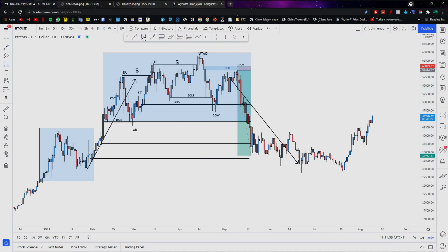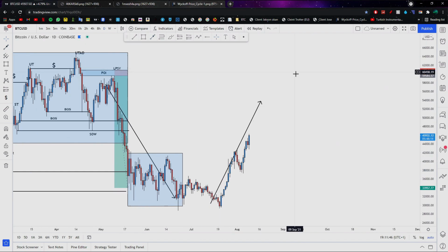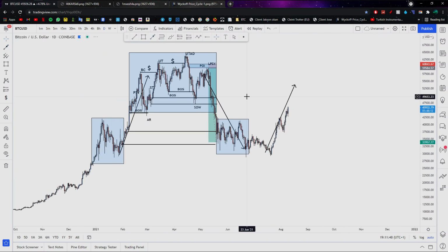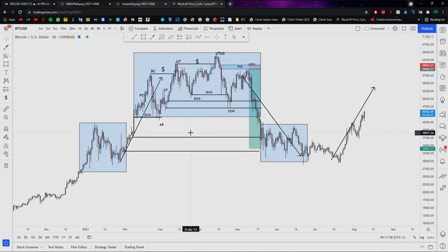And then if I just get out of replay mode, we can begin to see that price then moves down. And now we are in our reaccumulation, right? We are in this accumulation again. And now what we can look for is price to go up, distribute again, and so on and so forth, right? So be looking out for Bitcoin to redistribute, and then just try and follow the Wyckoff price cycle. So yeah, that's my thoughts on Bitcoin for the future.